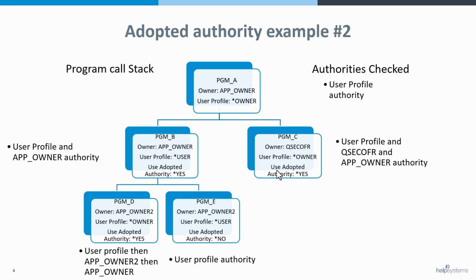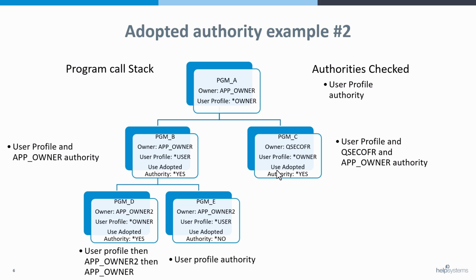We want to ensure that the user that is presented that command line is only working under their own authority. So in this instance, program E, owned by app owner 2, but the user profile attribute is set to *USER. So it's not adopting the owner authority in this program. Next, we would look to see if it can adopt authority from higher in the call stack. Use adopted authority is set to *NO.